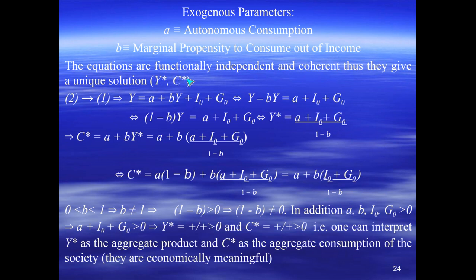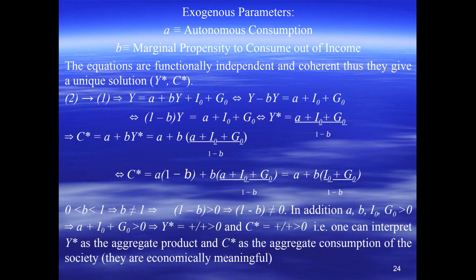Y and C are the endogenous variables. Y star, C star are the equilibrium values, which are the solutions from the model of the simultaneous equations, which means we should find the values of Y and C which satisfy all the equations simultaneously at the same time.